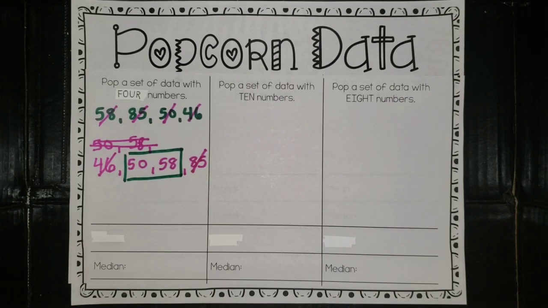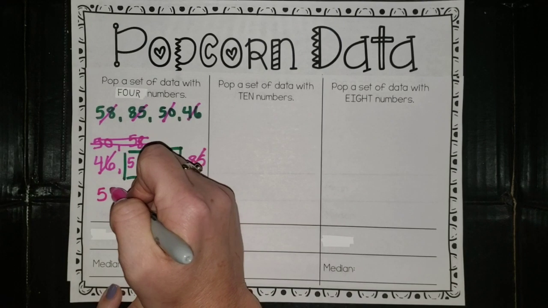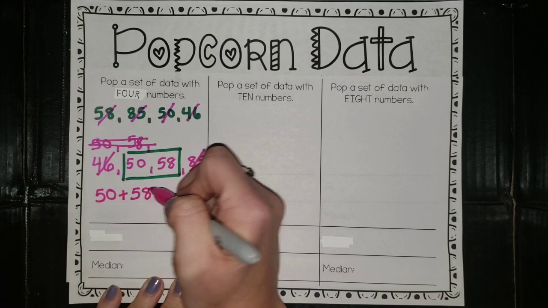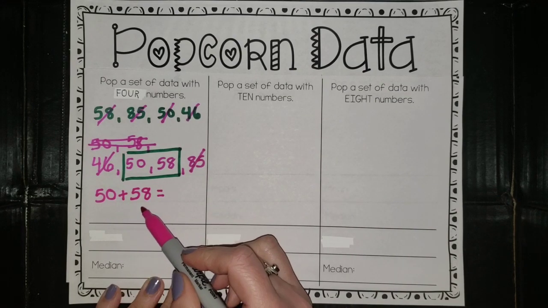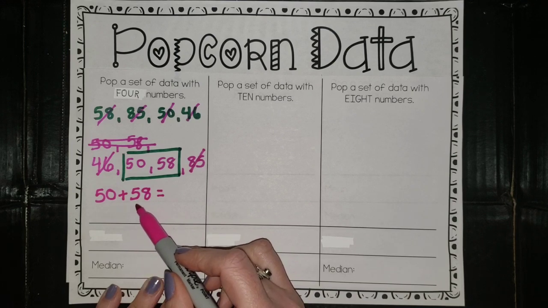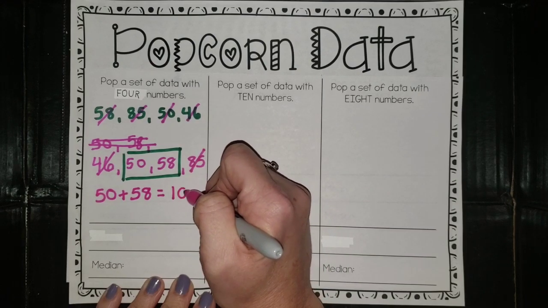What we need to do is add the two numbers together, which gives us 50 plus 58. I think 50 plus 50 equals 100. 100 plus 8 equals 108.